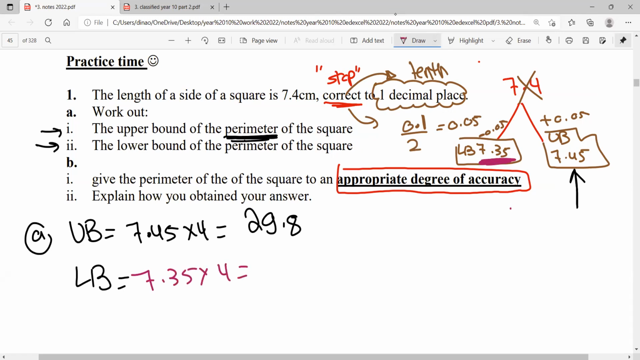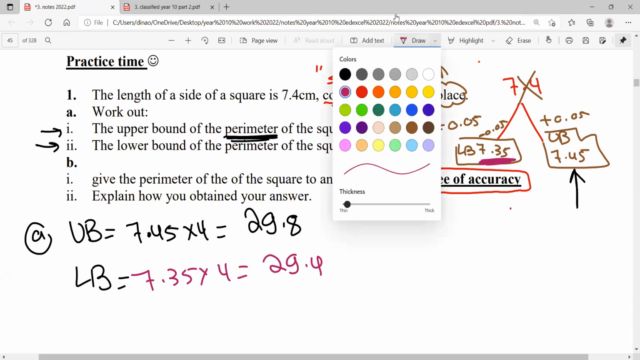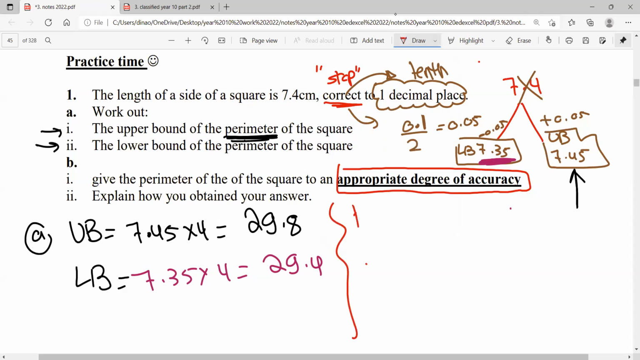So let's take the lower bound and multiply by 4. So I'll get an answer of 29.4. Now, as I said, question B doesn't come up much in exams; it has been a very long time since it last appeared, but I need to explain the degree of accuracy. Now, what is meant by degree of accuracy?